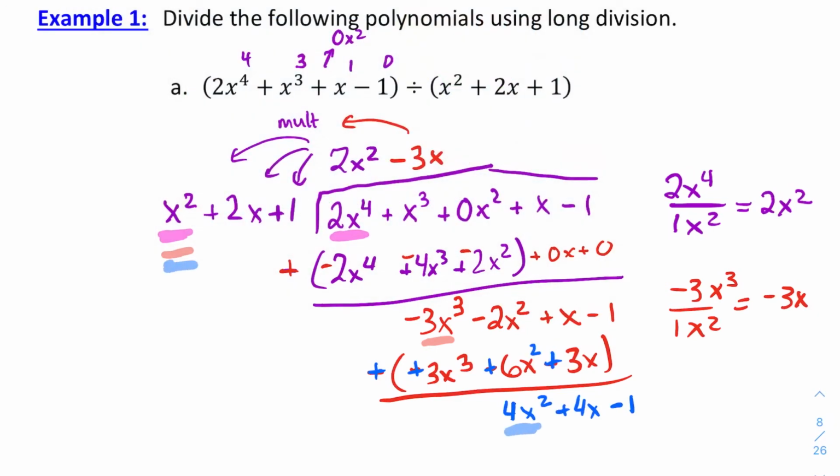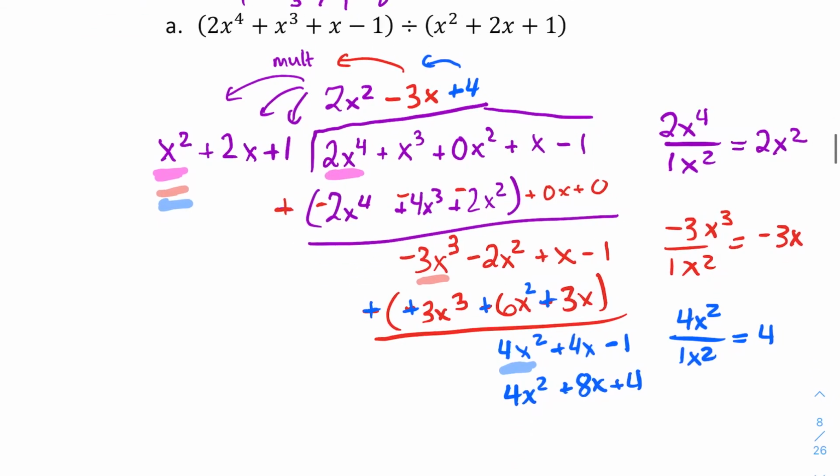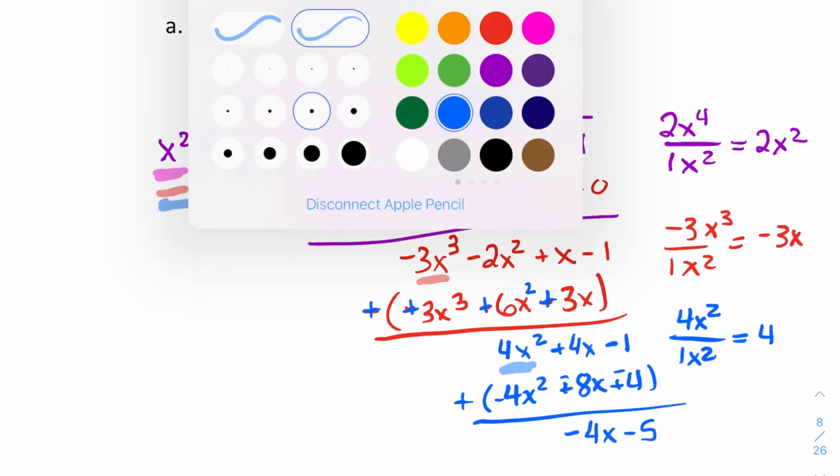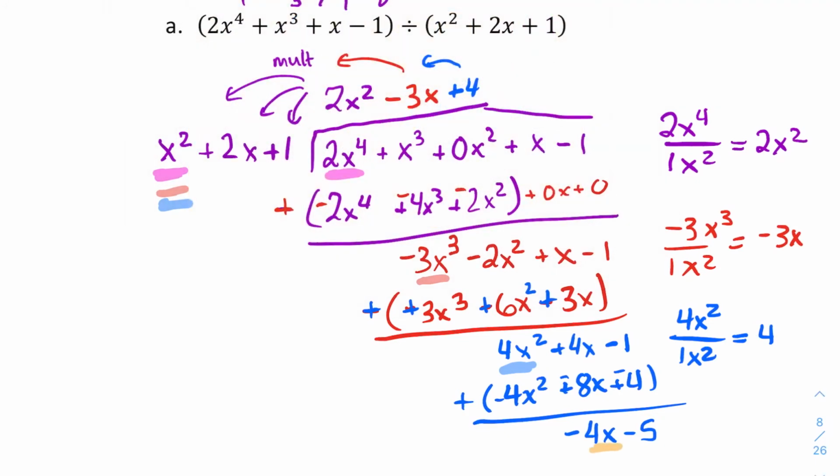And then guess what? You repeat it again. So you take your new first term of 4x squared and then you divide it by x squared. If you're wondering when this will end, don't worry. It is kind of a long process, but once you get the hang of it, it's not terrible, and you'll get faster. So we got 4, we multiply that back times our x squared plus 2x plus 1, and guess what? You subtract that entire quantity, which is going to give you a negative 4x minus 5. Main place people mess up at is when they're doing their subtraction with their signs, so be extra careful.